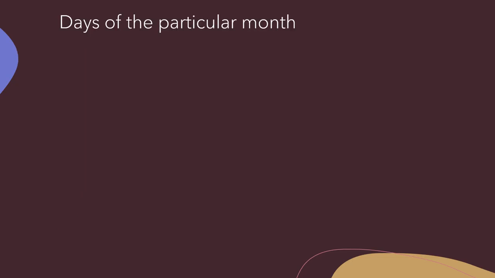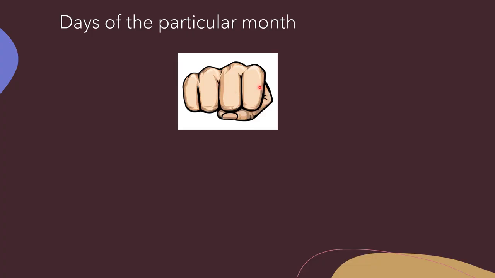Now beta, days of a particular month. I told you earlier how we can count the days of a particular month with the help of our fist. So here we have a fist. We can count from any side, the same result. Here this is the upper impression and this is the lower impression. Which month comes at the upper impression, that month has 31 days, and which month comes at the lower impression, that month has 30 days. Only the month of February has 28 or 29 days.